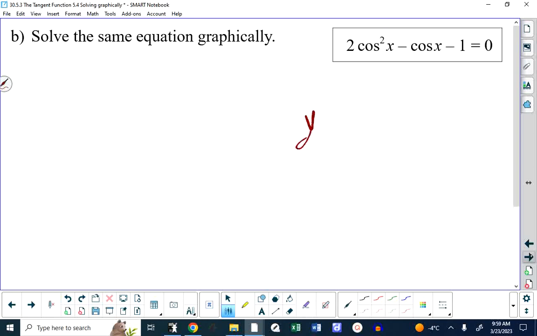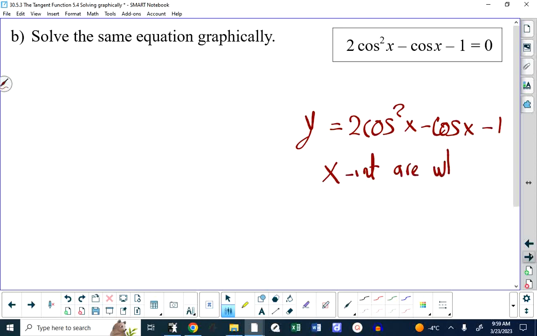Listen, if I had the following function, 2 cos squared x minus cos x minus 1 equals y, okay? Forget about this equation at the top and look at the function I've written. And I said, find the x-intercepts. X-intercepts are where y equals 0. Which means the x-intercepts of this function will be the solutions to the equation that I get if I change y to 0. Well, that's the equation I'm asked to solve.